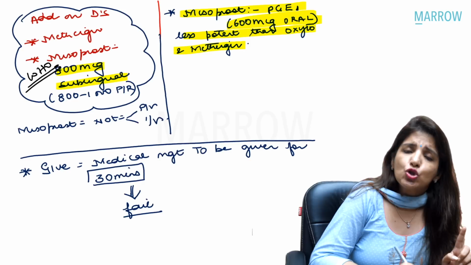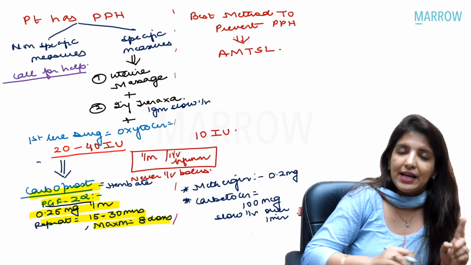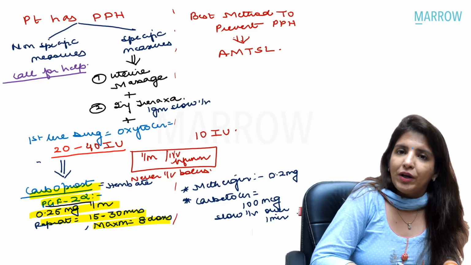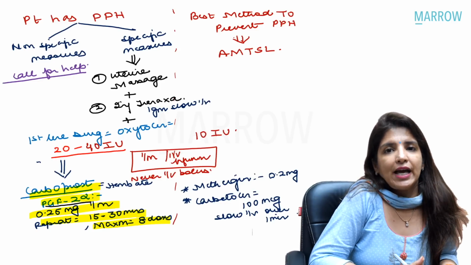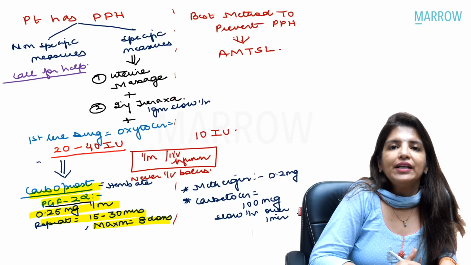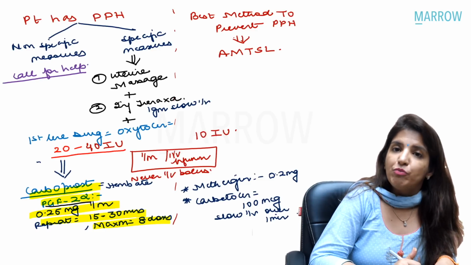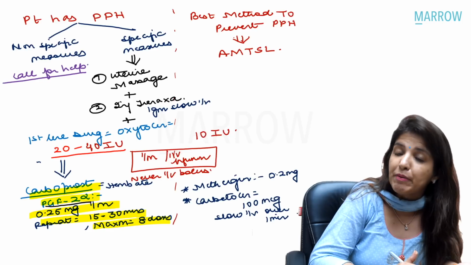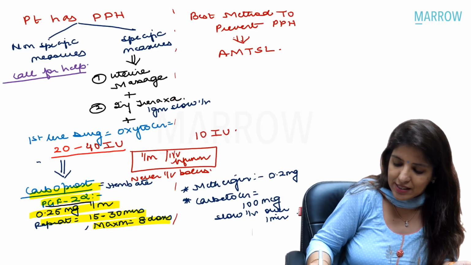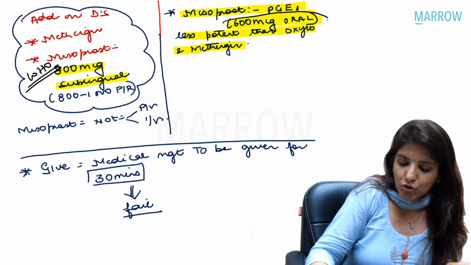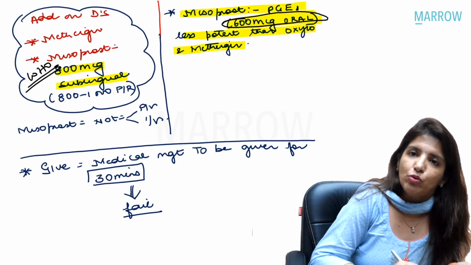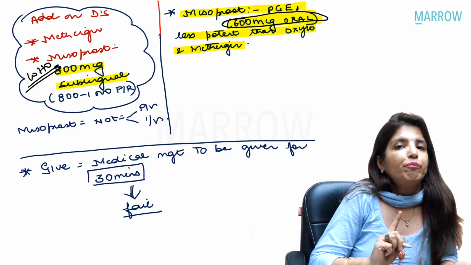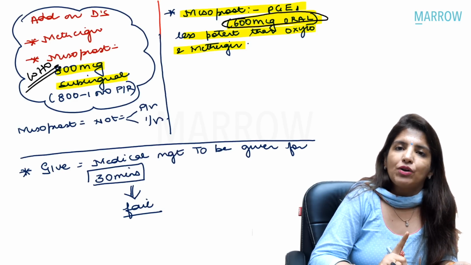Now, when it comes to preventing PPH, that is active management of the third stage of labor, suppose oxytocin is not available, although oxytocin is the first line drug, then in that case, you can give methergin and you can give misoprostol also. Misoprostol is PGE1. Now, for preventing PPH, the dose of misoprostol is 600 micrograms orally. This is what is recommended by WHO. For treating PPH, it was 800 micrograms sublingually. For preventing PPH, it is 600 micrograms orally.